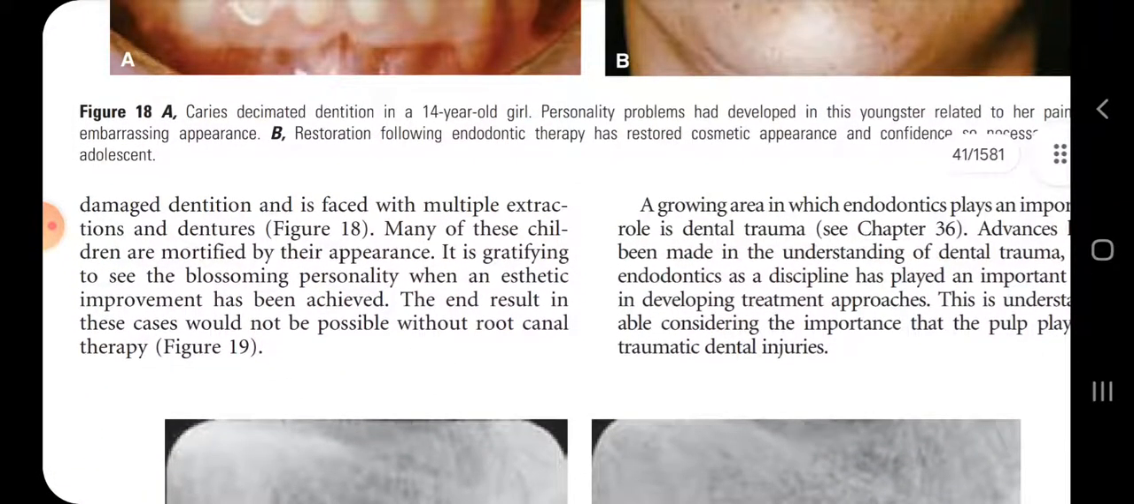Many of these children are mortified by their appearance. It is gratifying to see the blossoming personality when an aesthetic improvement has been achieved. The end result in these cases would not be possible without root canal therapy.